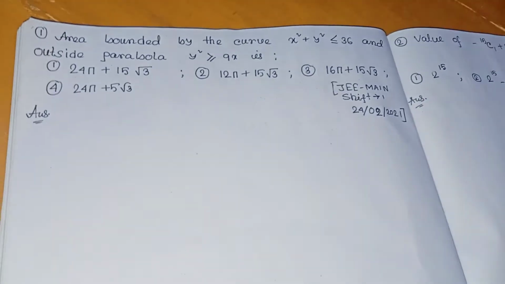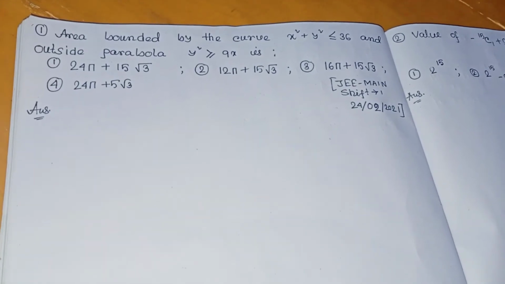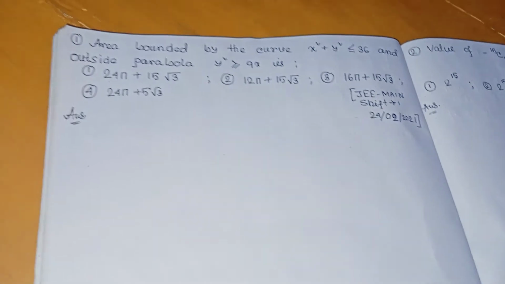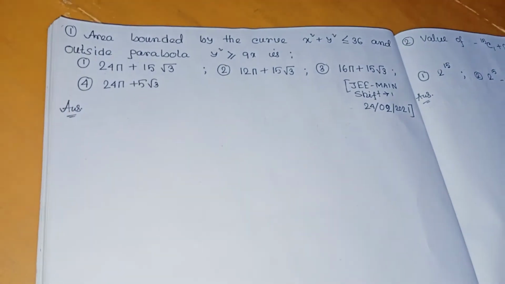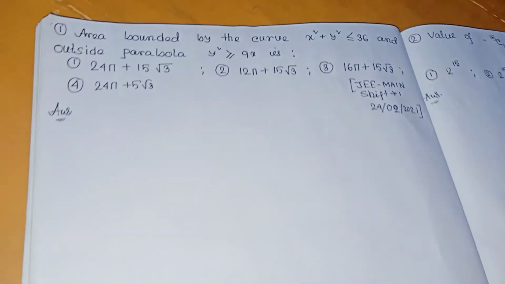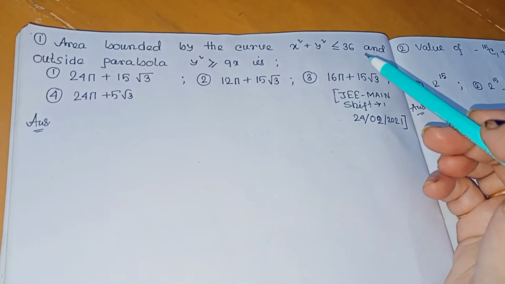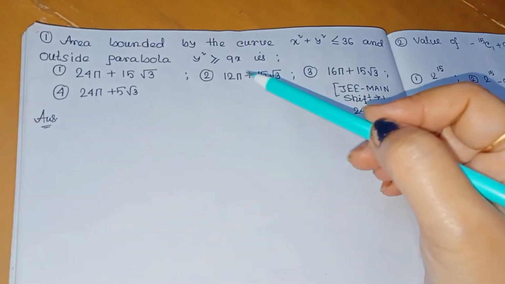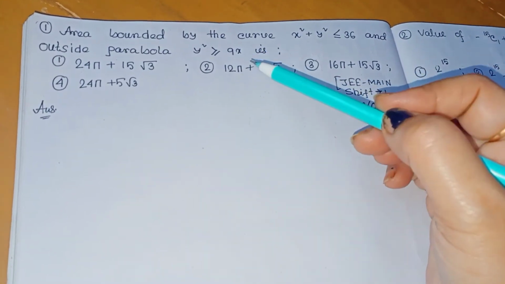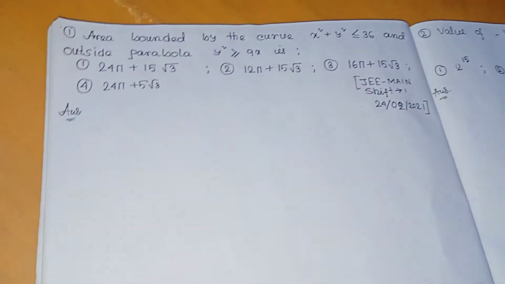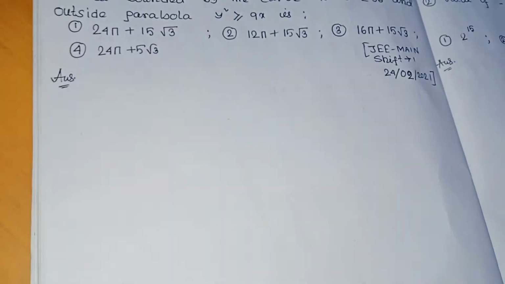Today we solve the 24th February 2021 JEE Main Shift 1 memory based question. Question number 1: the area bounded by the curve x square plus y square less than or equal to 36 and outside the parabola y square greater than or equal to 9x. Four options are given. This is a question on the area bounded by curves.